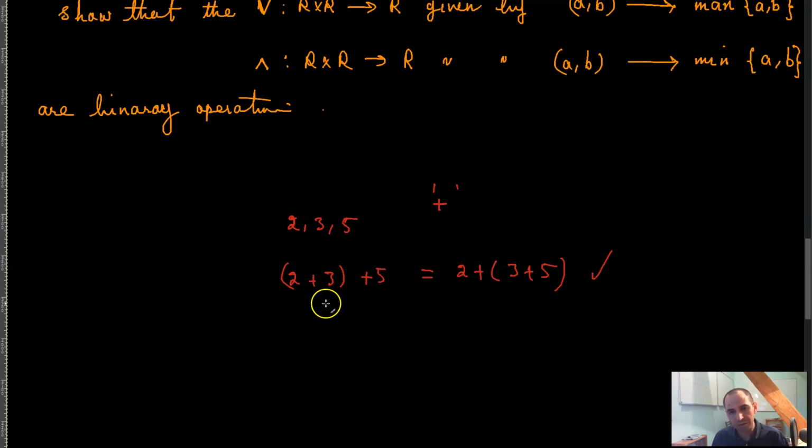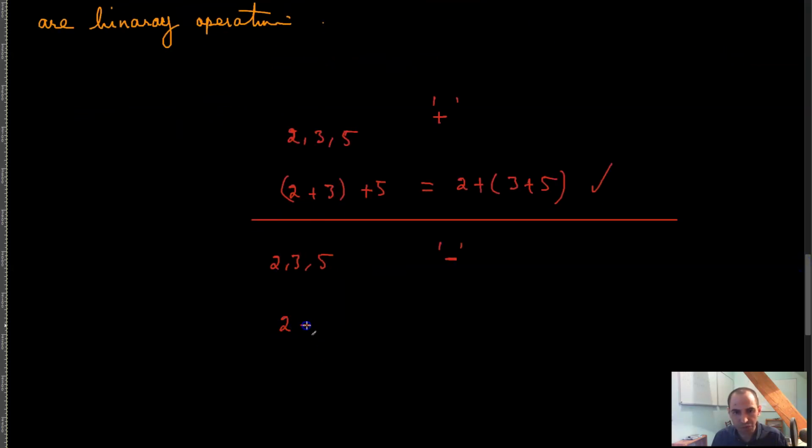But if the operation is subtraction and you have the exact same numbers, 2, 3 and 5, the problem is that if you write (2 - 3) - 5, that's not equal to 2 - (3 - 5). Because the first is going to be equal to -1 - 5, which is -6, while the second is going to be equal to 2 - (-2), which is equal to 4. So the two things are not equal.